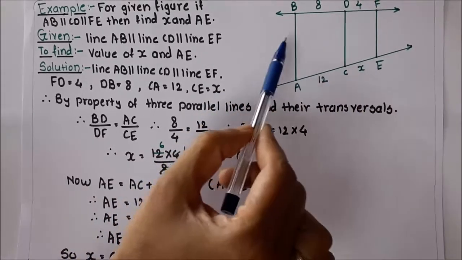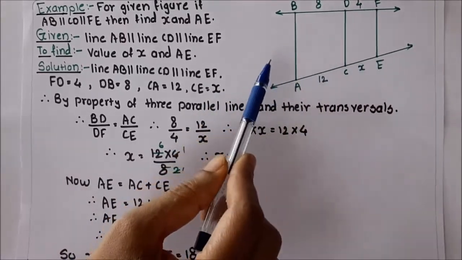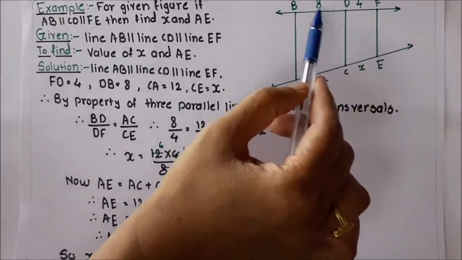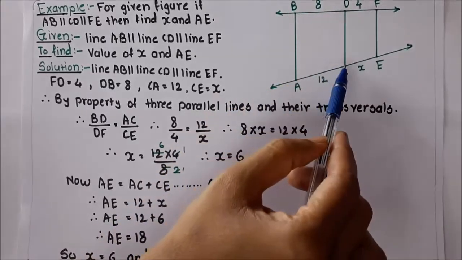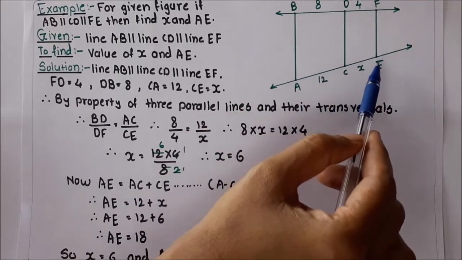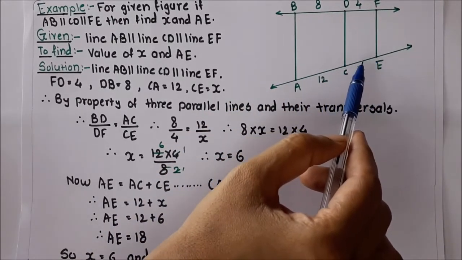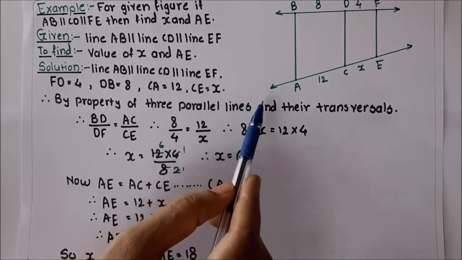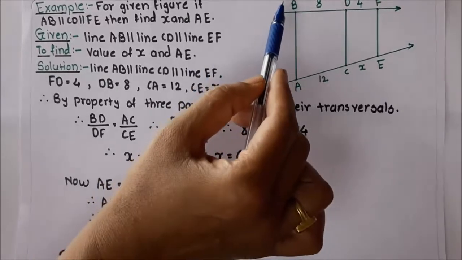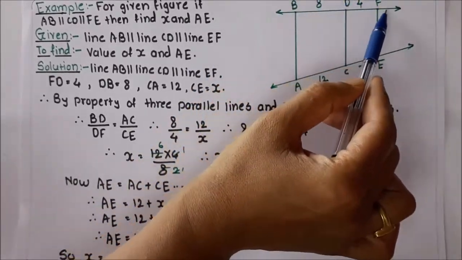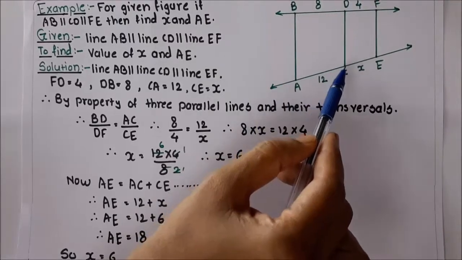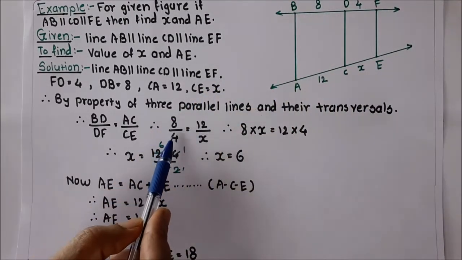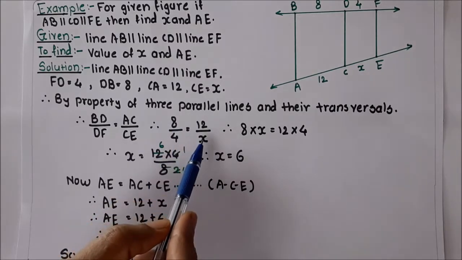All these three lines are parallel to each other, and here it is given that this FD, this part is 4, then this DB is 8, then CA is 12, and we have to find this part CE, that is X. Now by the property of three parallel lines and their transversal, you can see here BD upon DF is equal to AC upon CE. So we will substitute its values, that is 8 upon 4 is equal to 12 upon X.